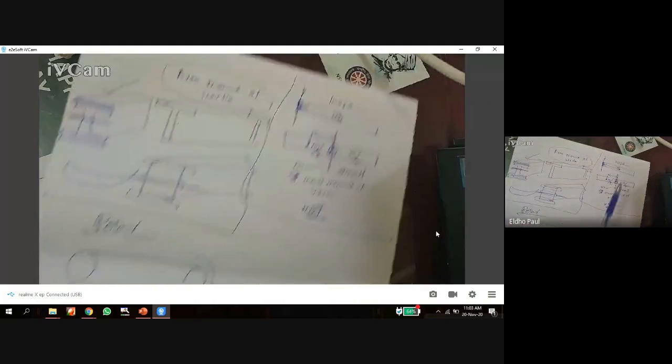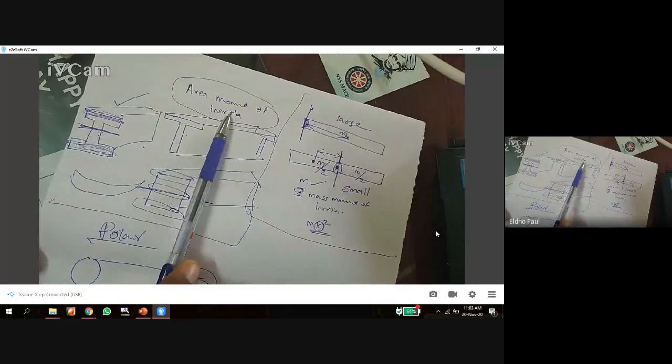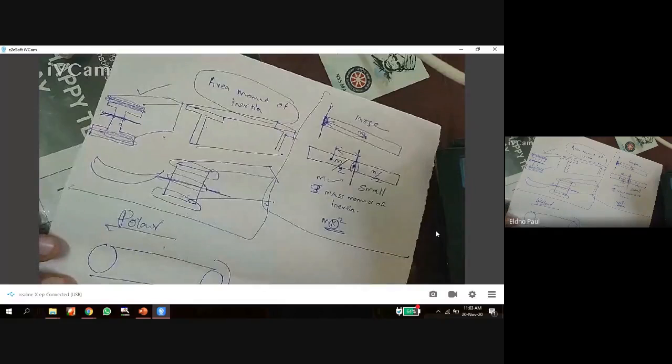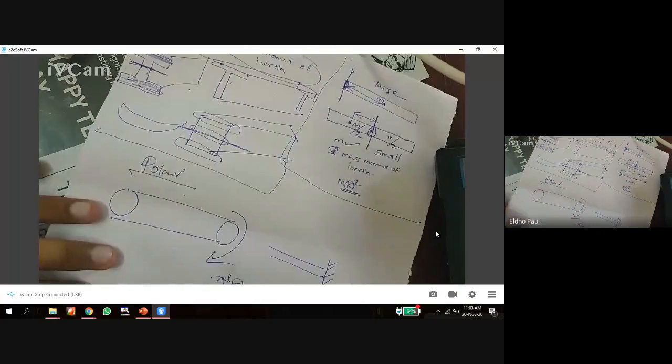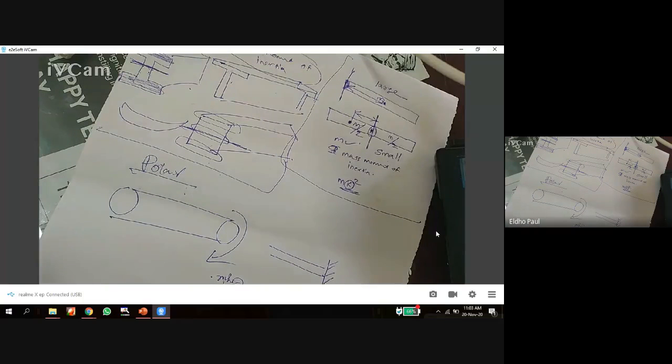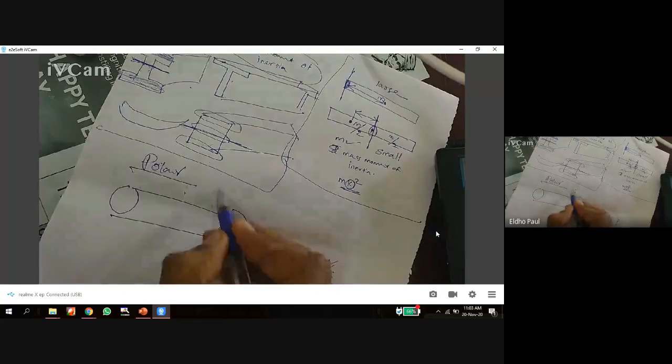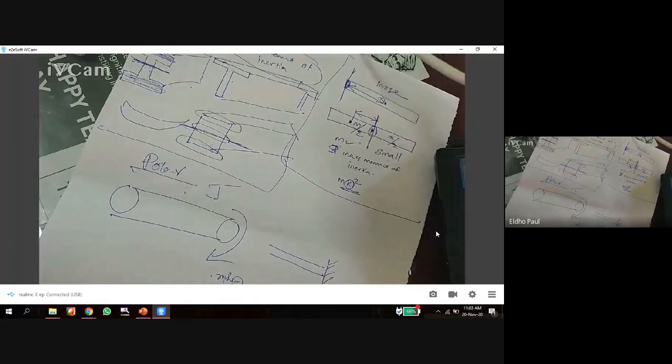These three terms, mass moment of inertia, area moment of inertia, and polar moment of inertia, are very important in mechanics of solids. These questions may be asked in different interviews. Mass moment of inertia is the resistance offered by a mass against rotation, area moment of inertia is the resistance offered by an area against bending, and this is the resistance offered by a cross section against torsion. That is polar moment of inertia J.